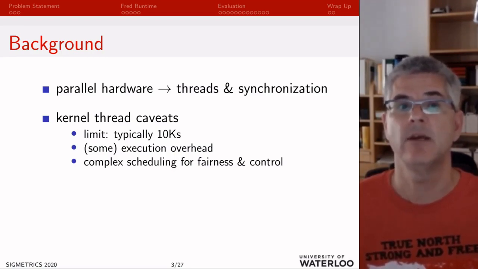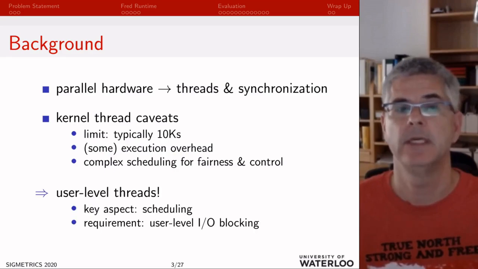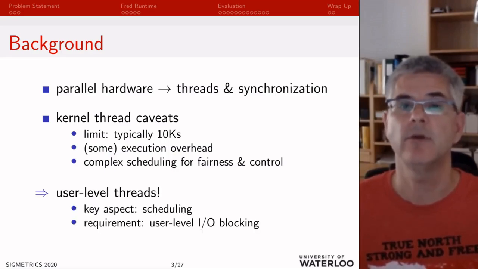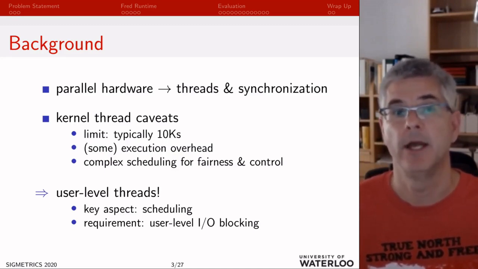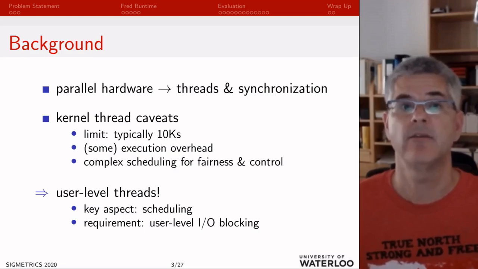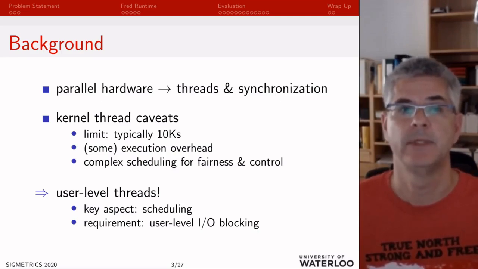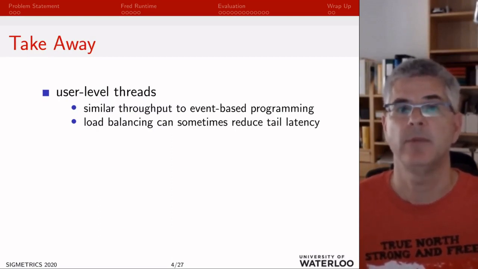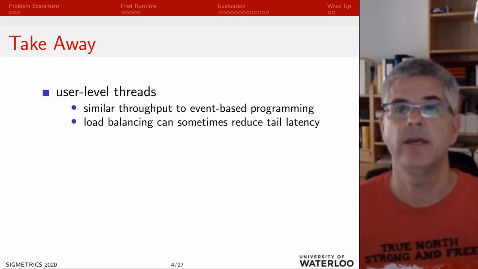The reason is that the OS kernel needs to satisfy fairness and control objectives for a diverse set of competing applications. In contrast, a user-level scheduler only manages threads from a single application and can be much simpler. Another key requirement is user-level I/O blocking. Application threads can then simply follow their execution paths, and the runtime system takes care of masking I/O latency to achieve good resource utilization.